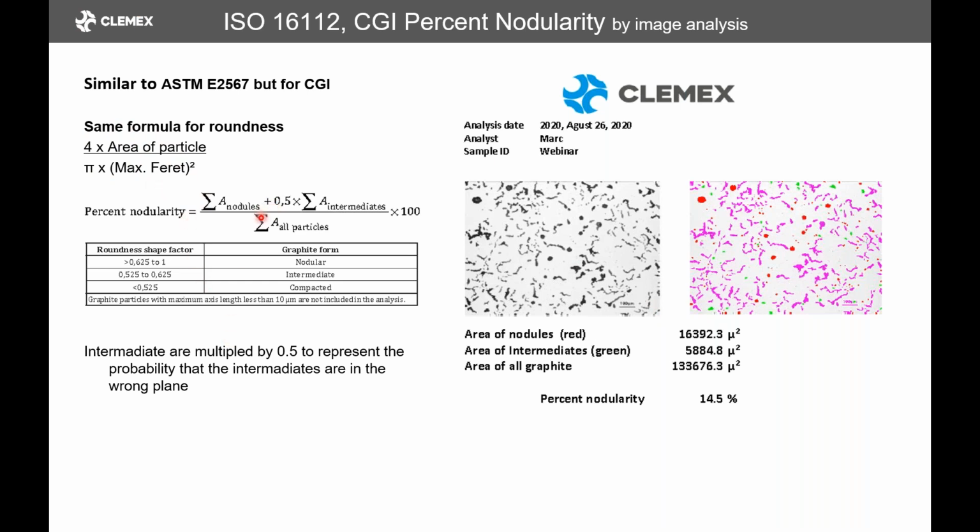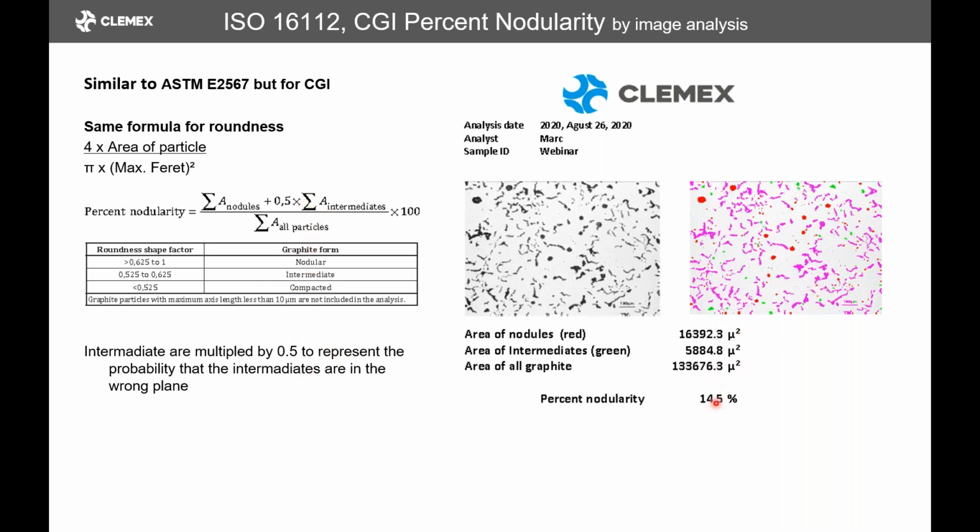But the difference is that the calculation is slightly different because we're counting the area of all the nodules. And we can see here that the nodules are 0.6 to 1. So it's similar to the other one as far as roundness factor. And then we have this intermediate one, which is represented by this guy here. And then the compact, the ones that are longer. So those are the pink ones, right? The intermediate are green, and the red are the nodule type. So the calculation is made using that formula.